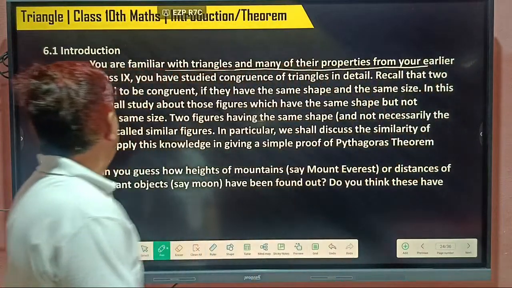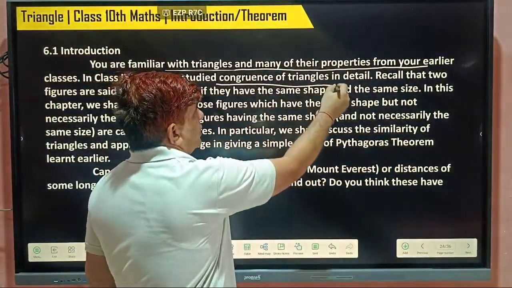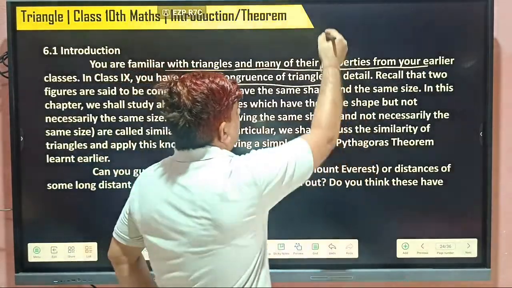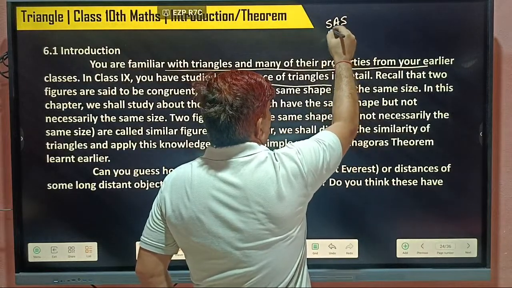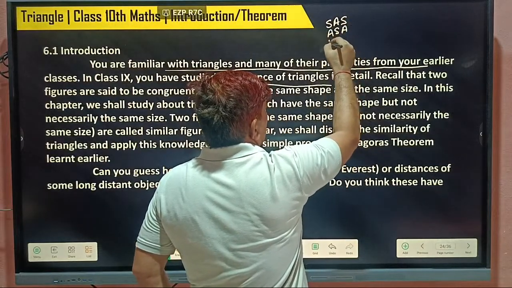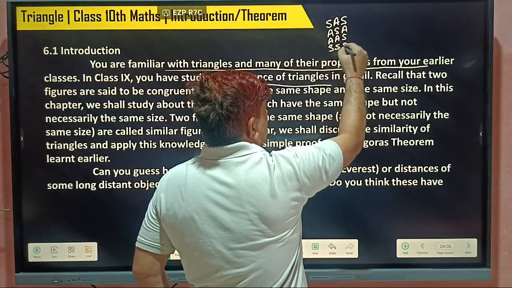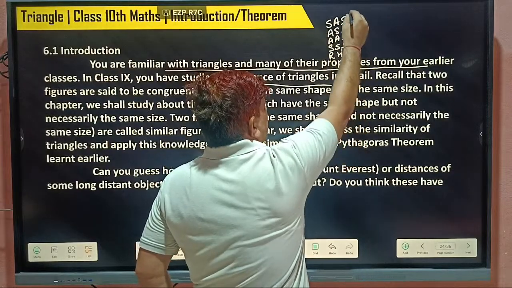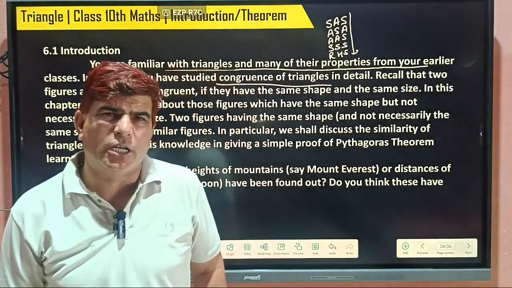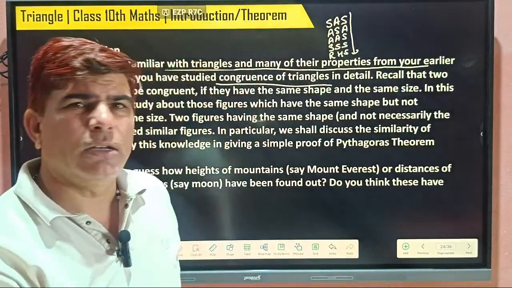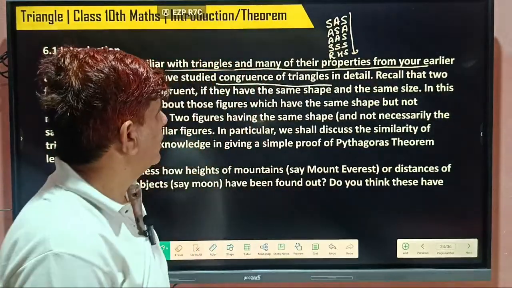From your earlier classes, in class 9th, you have studied congruence of triangles. So congruency of triangles, I told you many methods. This is an axiom, SAS. Then I told you this in the form of a theorem. Then this is the generalization of this. Then what? SSS and then RHS. This you already know. And then I told you the theorem: angles opposite to the equal sides of a triangle are equal. And then the converse of it also: if angles are equal, then opposite sides are also equal.